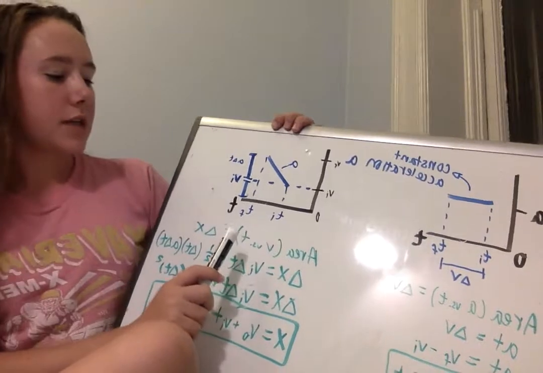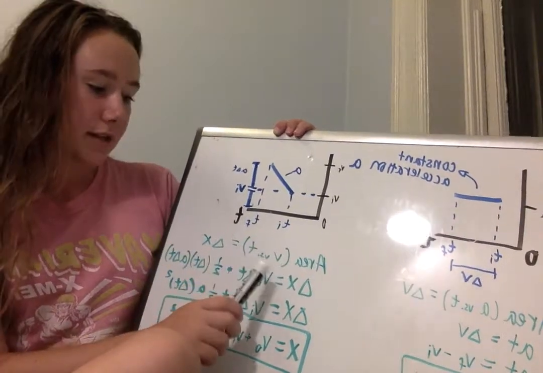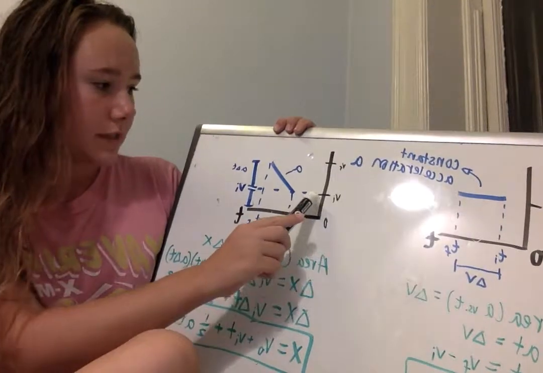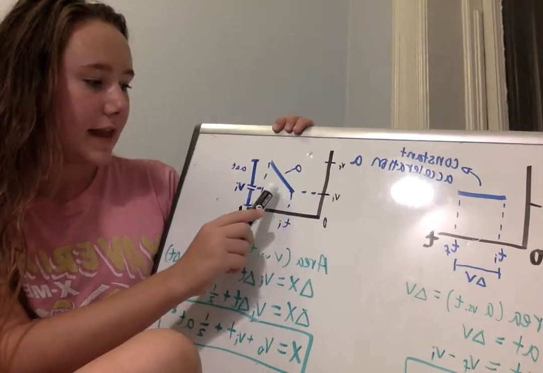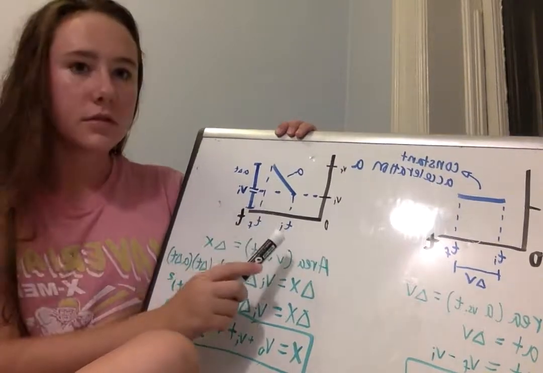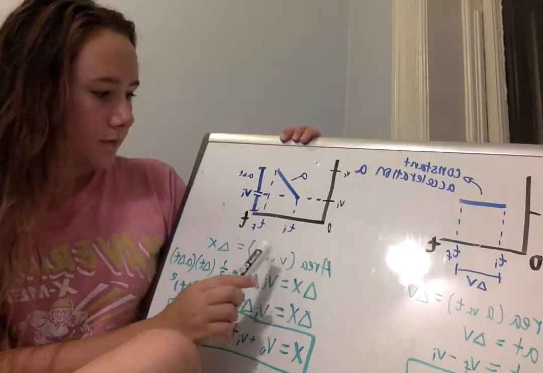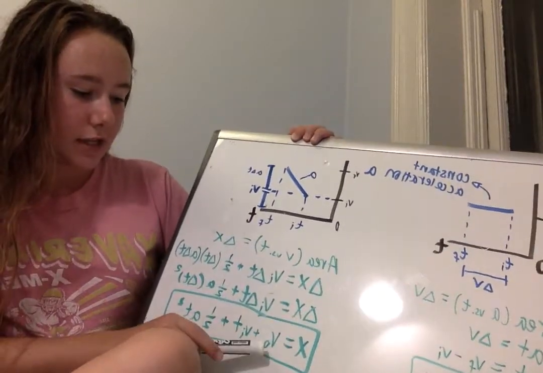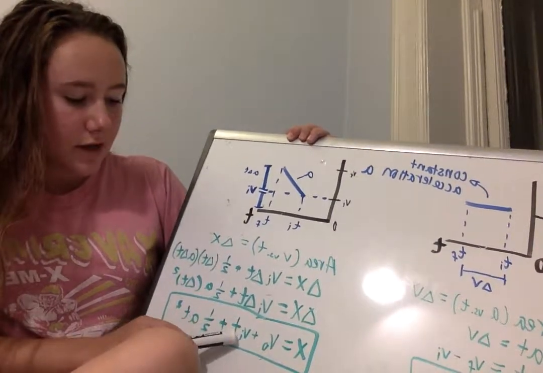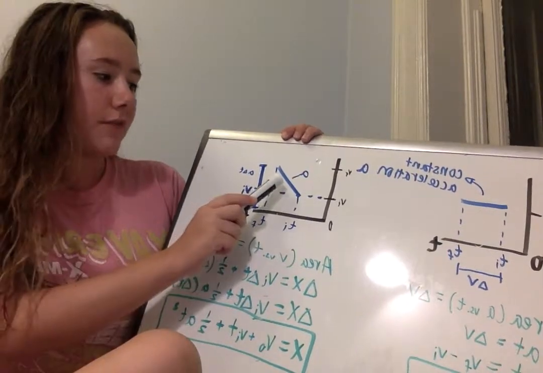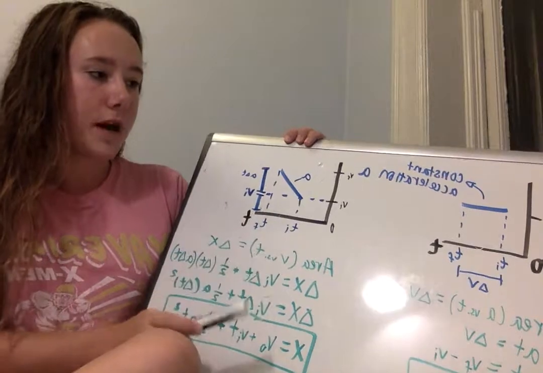So the area of the velocity versus time graph is the change in x. And the change in x is equal to what we can see here. You have to find the area of this rectangle and then the area of this triangle. In doing that, we find that x is equal to the initial velocity times t plus half of at squared, which is derived from the area of this and the area of this combined.